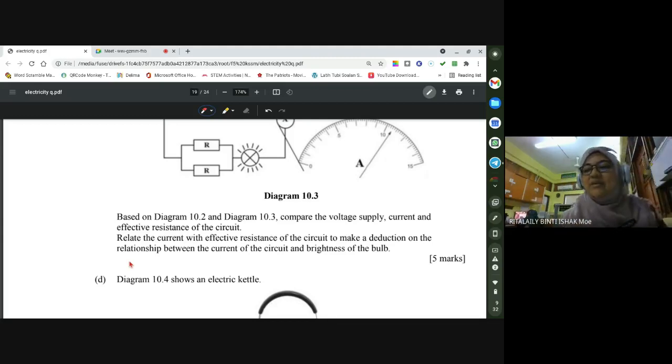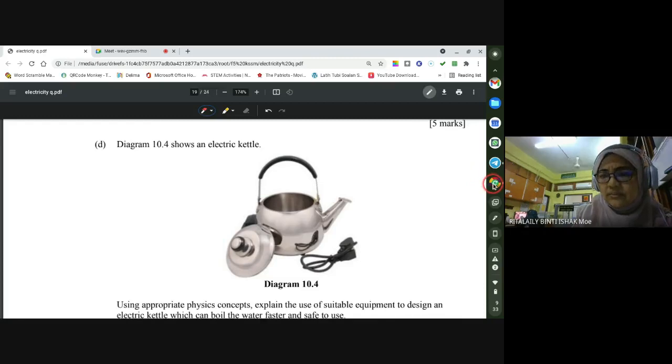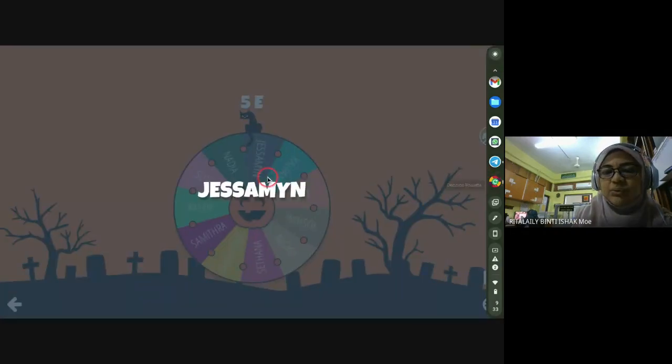This is not an experiment. Okay, so the last one, relationship between current and brightness of the bulb. Okay, higher current, higher brightness. As the current increases, the brightness of the bulb increases. Okay, very good. So now let's continue.